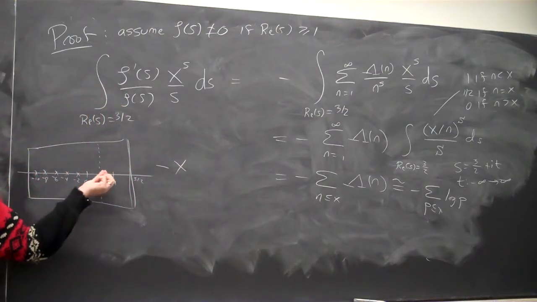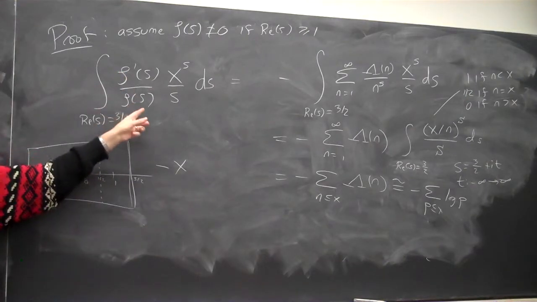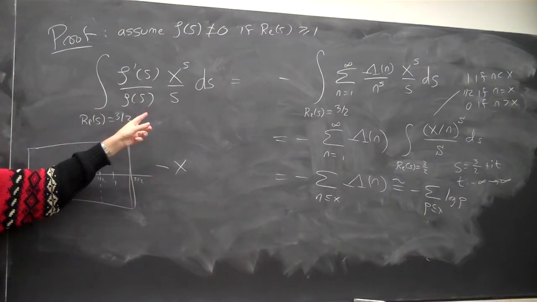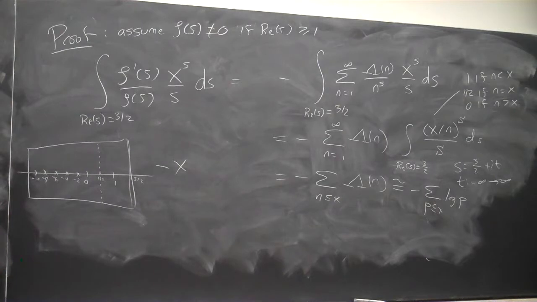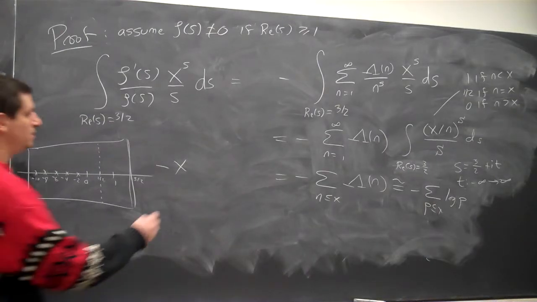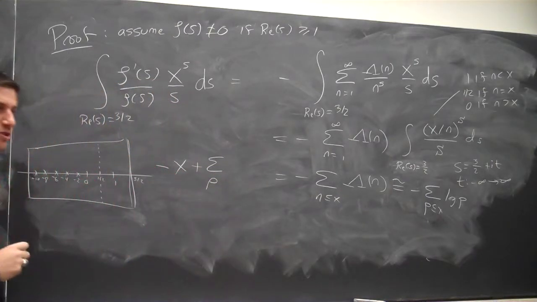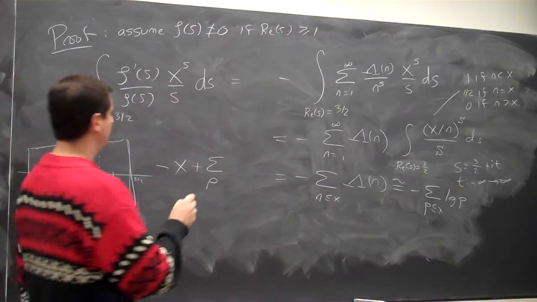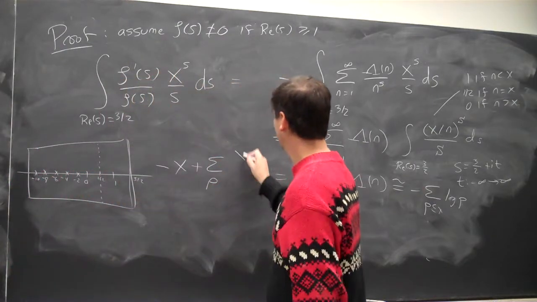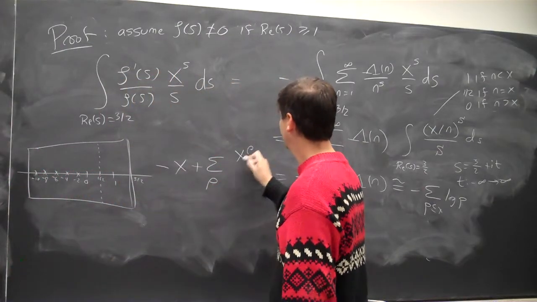Now I keep moving my contour over. Every time the zeta function has a 0, I get a contribution. The zeta function has no more poles. All that's left are zeros. So I'm going to get plus a sum over the zeros, and we denote the zeros of the zeta function by rho, of x to the rho divided by rho.